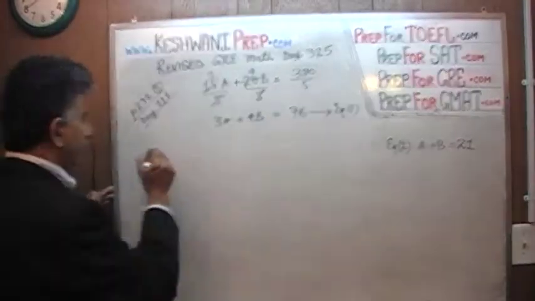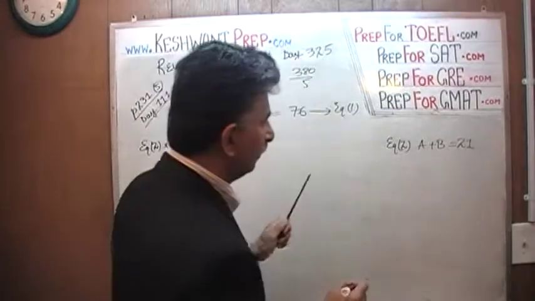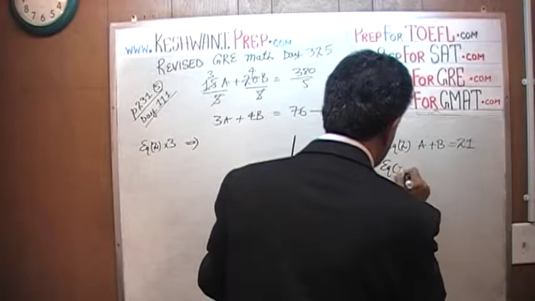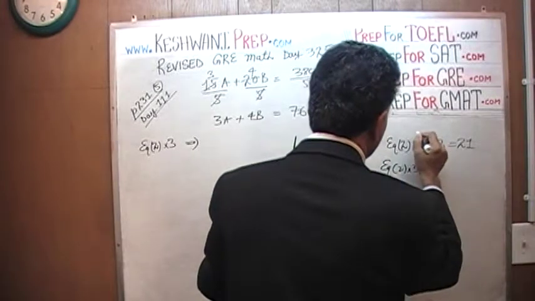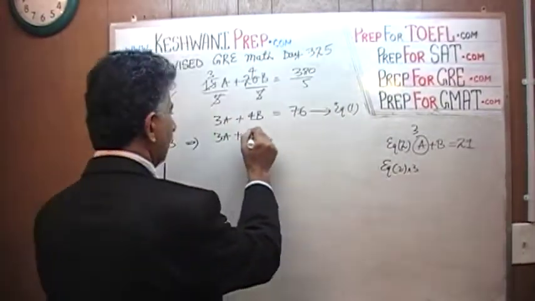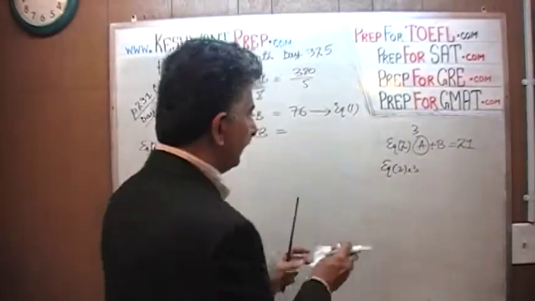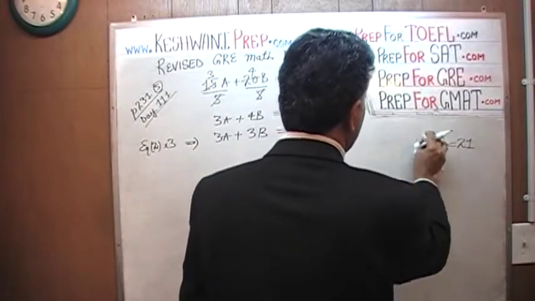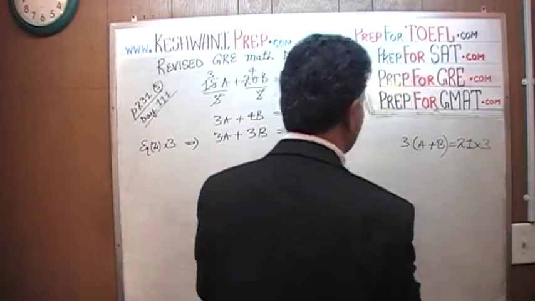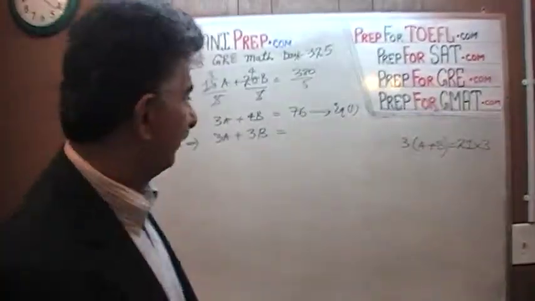So let's take our second equation, equation number 2, and multiply it by 3. If we multiply equation number 2 by 3, we'll end up with 3 times A plus 3 times B equals 3 times 21. We multiply this equation by 3, and that's what we're writing here. So 21 times 3, 20 times 3 is 60, so 63.